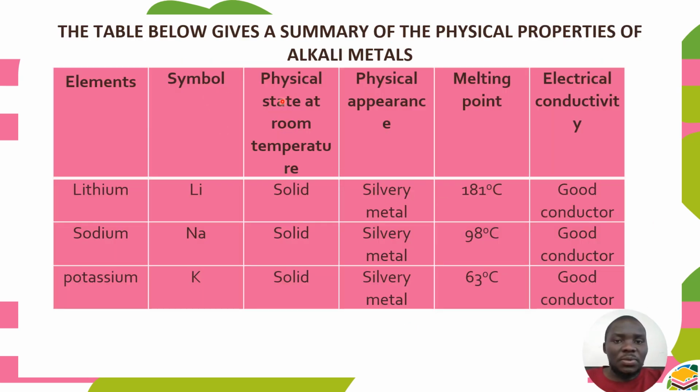The table below gives a summary of all the physical properties of alkali metals, which are group 1 elements. We have talked a lot about the group 1 elements. Here we have the elements: lithium, sodium, potassium. In this column we have the symbols of lithium, sodium and potassium. For the physical state of matter at room temperature, all of them are found in the solid state. Their color is silver; they are metals throughout.